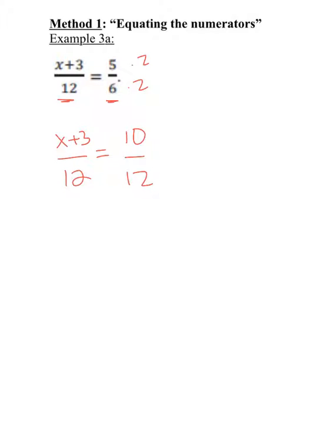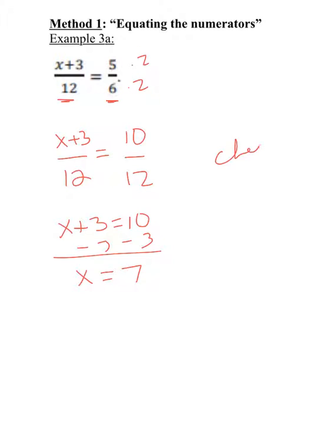Now that you've got equations that are equal with the denominators the same, you can set the tops equal to each other. So x plus 3 equals 10. Move the 3 over, move the 3 over. X equals 7. So there's my answer, my solution. Then you do the check again.